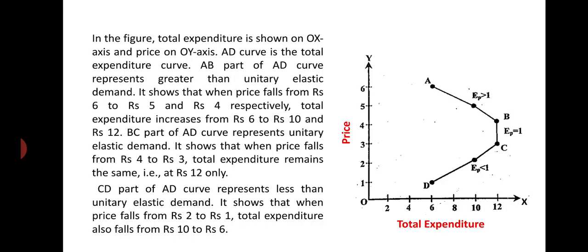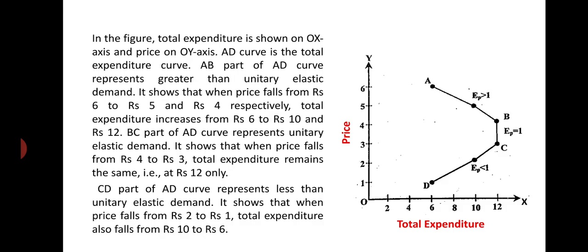Mark the BC part of the AD curve. It represents unitary elastic demand. Here EP is equal to 1, or you can say ED is equal to 1. It shows that when price falls from 4 rupees to 3 rupees, total expenditure remains the same, that is at 12 rupees only.